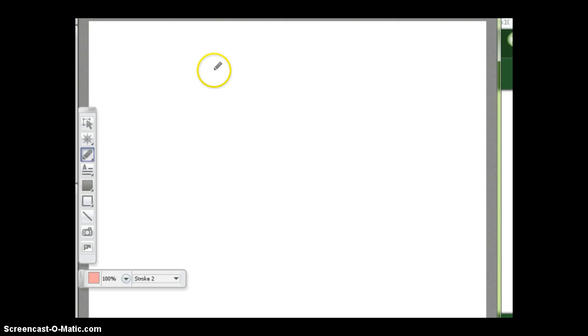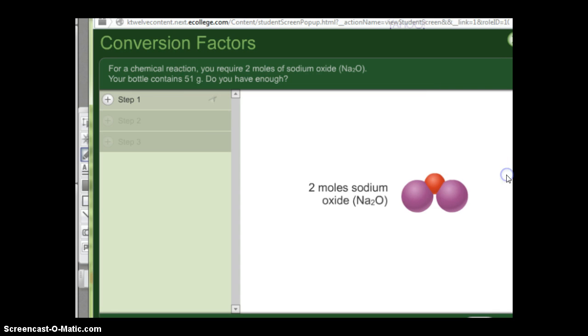Okay, so I would say, all right, I have 51 grams of Na2O, or sodium oxide. Okay, and I'm going to have to make a fraction, and I want my answer to be in moles.